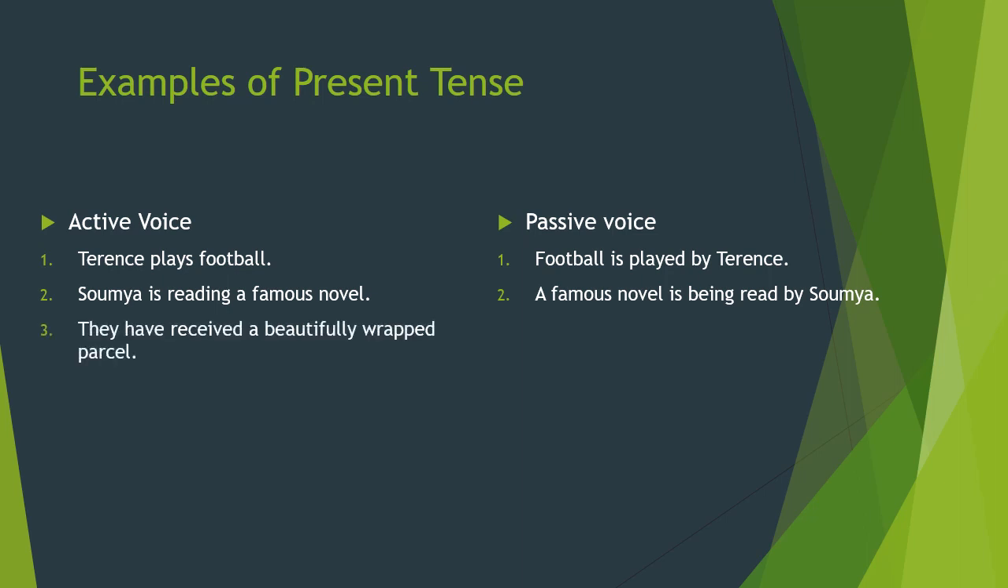Now the third one. They have received a beautifully wrapped parcel. The subject is they, the verb is have received, and the object is a beautifully wrapped parcel. What is the tense of the verb here? It is present perfect tense. So how is present perfect tense going to be changed? Has or have plus been plus the past participle form of receive, that is received. As usual, subject and object should exchange. So the subject will become a beautifully wrapped parcel. It is singular, so has should be used. So the sentence will be: a beautifully wrapped parcel has been received by them.